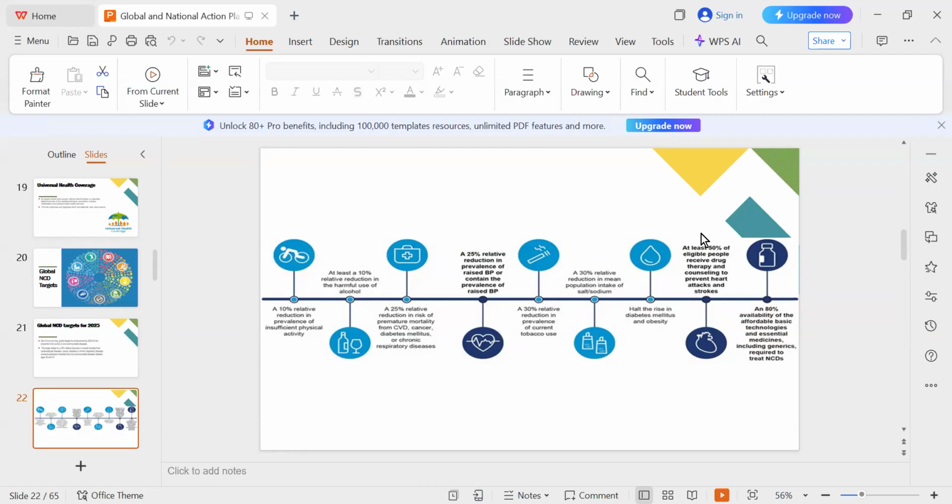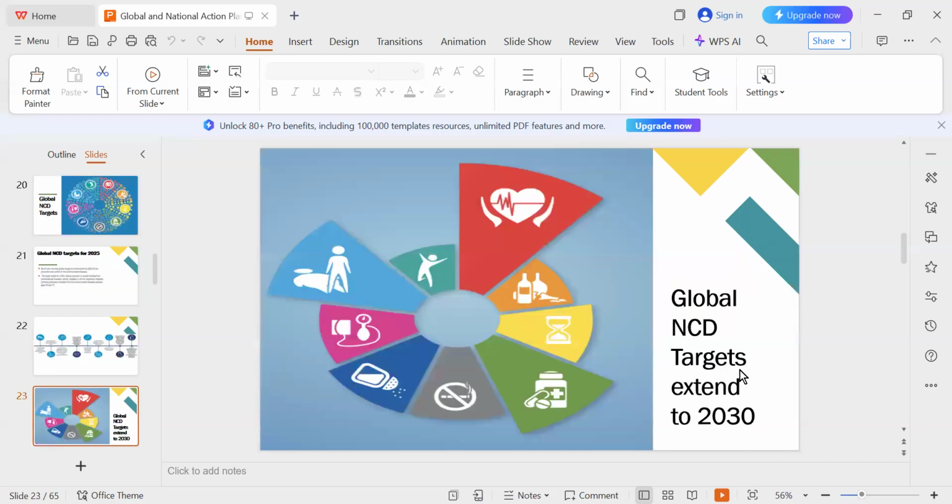At least 50% of eligible people receive drug therapy and counseling to prevent heart attacks and strokes. And then an 80% availability of the affordable basic technologies and essential medicines, including generics required to treat NCDs. As I have discussed earlier, these global NCD targets were later extended to 2030.